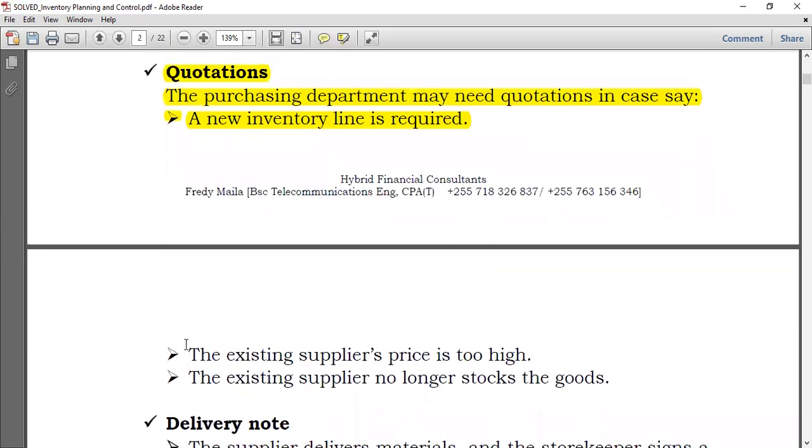But also a quotation could be used if the existing supplier's price is too high. Oh, we had the supplier, but now he's charging us too high. Now I cannot continue trading with him, so I just change, I just use quotations. But also the reason could be that the existing supplier no longer stocked the goods. I had a supplier who was good, he had good prices, but right now that existing supplier no longer stocks the goods, so I have to find another supplier. So it's just like that.